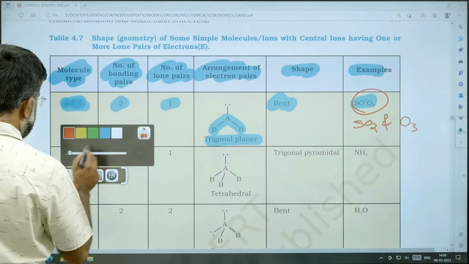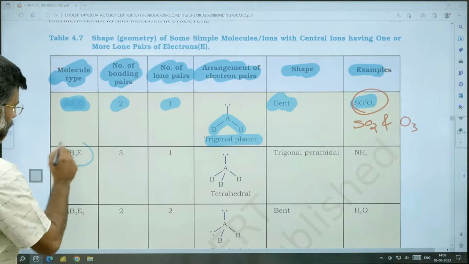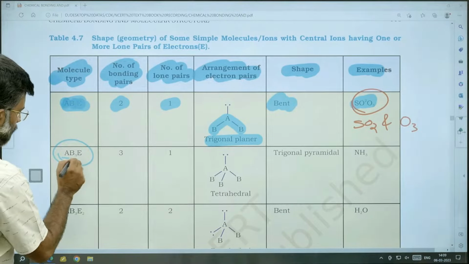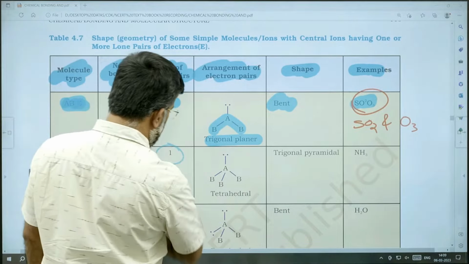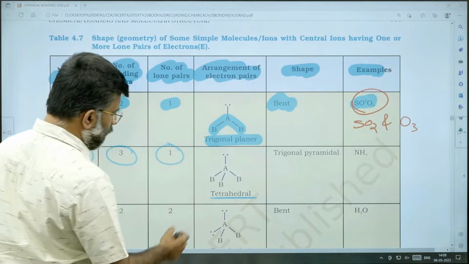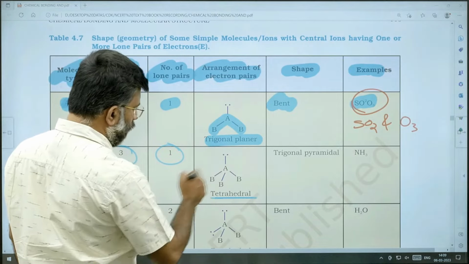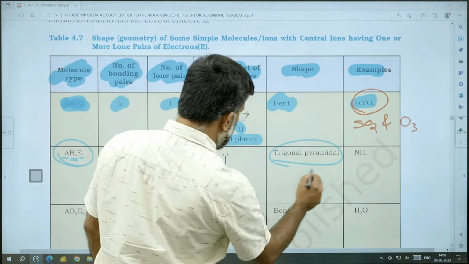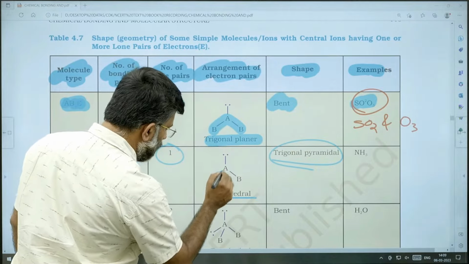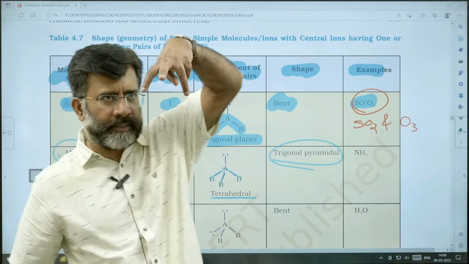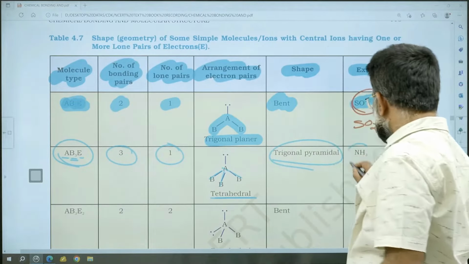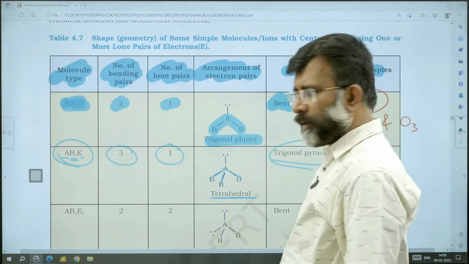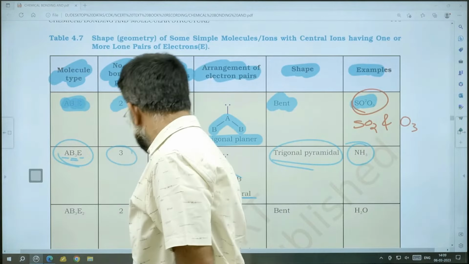Next one, AB3E type. 3 bond pair and 1 lone pair. It will be tetrahedral arrangement, 1, 2, 3, 4. But the shape is trigonal pyramidal. Look at this. This is trigonal pyramidal. It's coming like this. Example, ammonia.